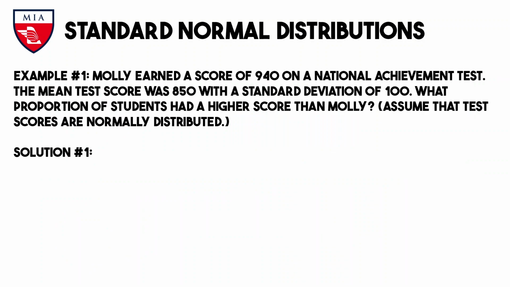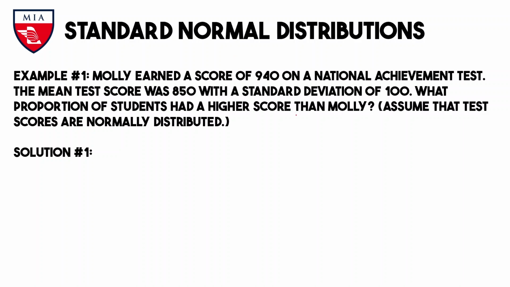Molly earned a score of 940 on a national achievement test. The mean test score was 850 with a standard deviation of 100. What proportion of students had a higher score than Molly? Assume that test scores are normally distributed.